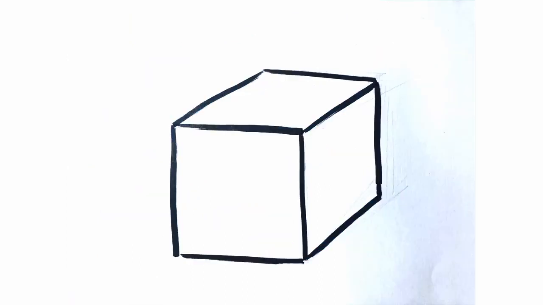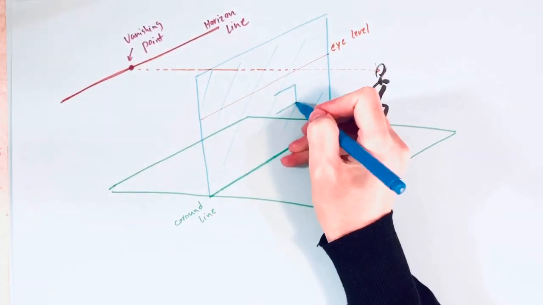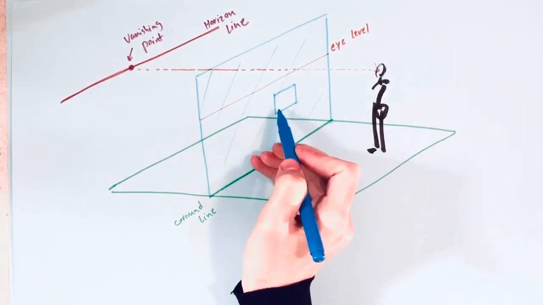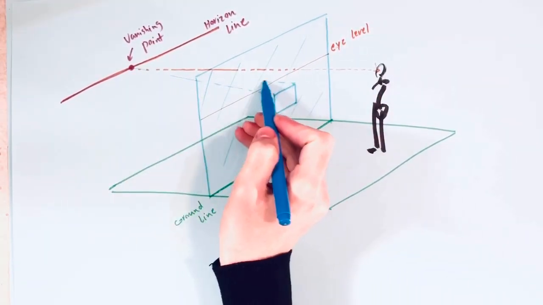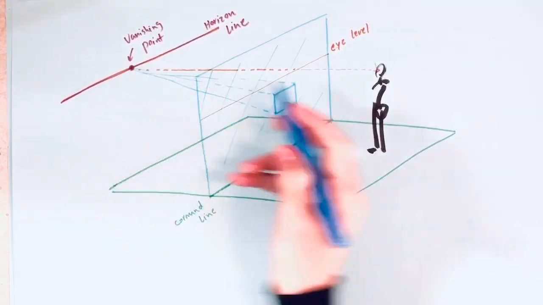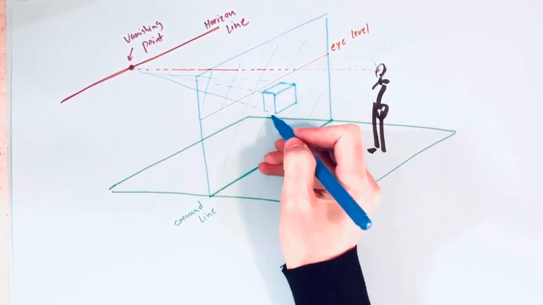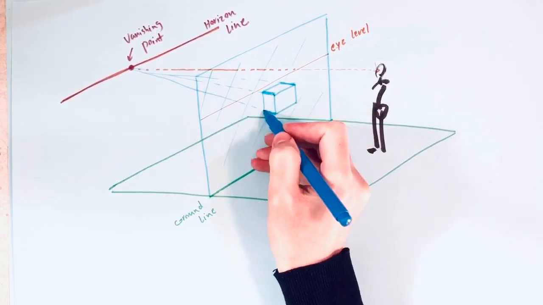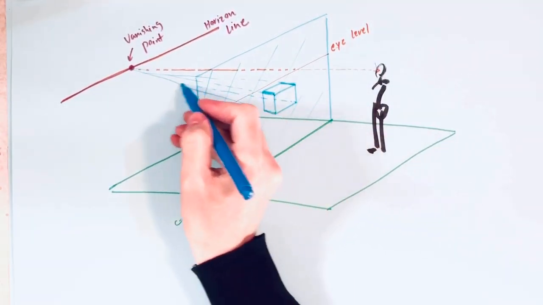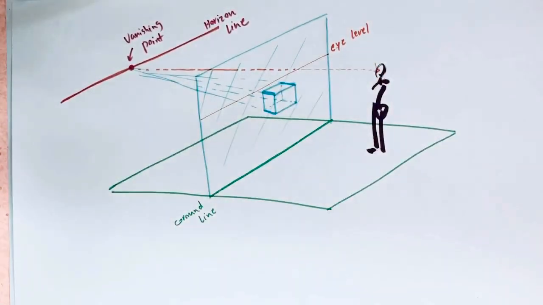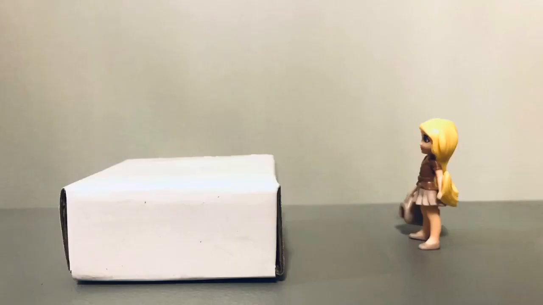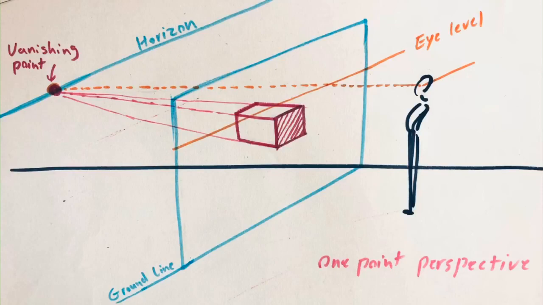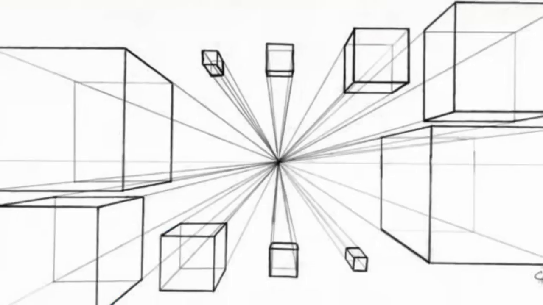Imagine a box. In one-point perspective, always one surface of the box is touching the imaginary curtain in front of us. All other lines are going to the perspective. That means they converge at the vanishing point right on the horizon line. So in one-point perspective, the box is always parallel to the horizon line and the ground line.